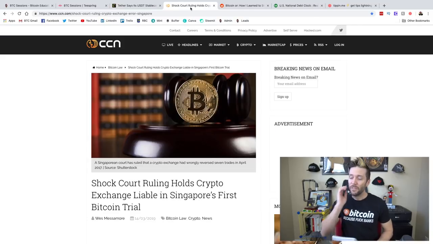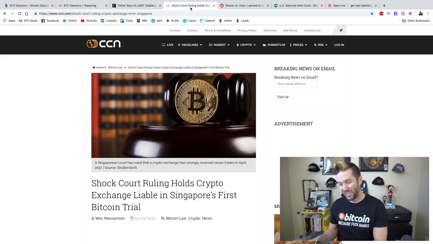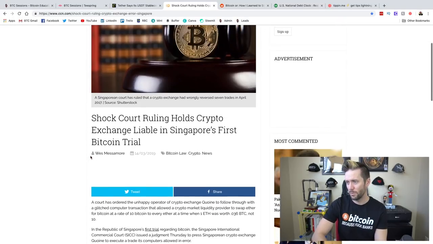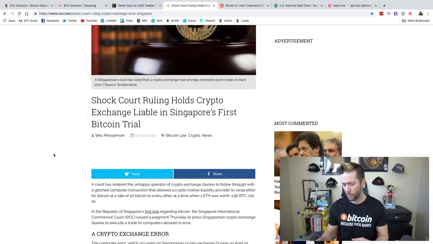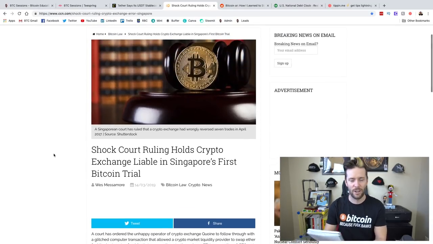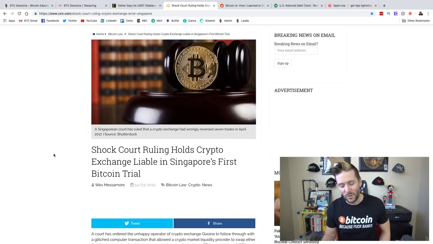Let's move on here. This is a funny, interesting, slash painful story out of Singapore. There's a Singapore crypto exchange called Quoine, and I think I'm saying that right. It's spelled Quoine. And in early 2017, they experienced a glitch on their trading platform. What was the glitch? Well, it was a doozy. For a brief moment in time, you could trade one Ethereum and in exchange get 10 Bitcoin.